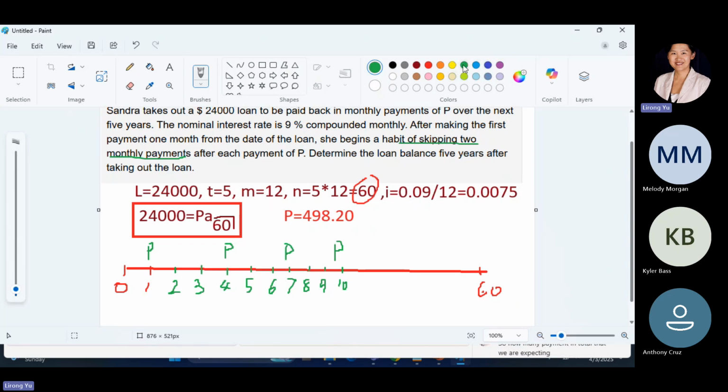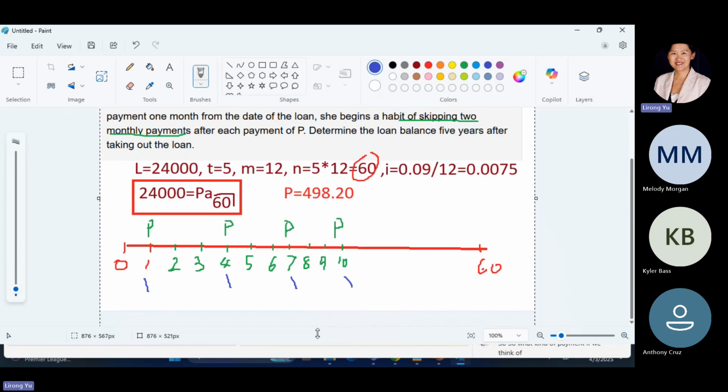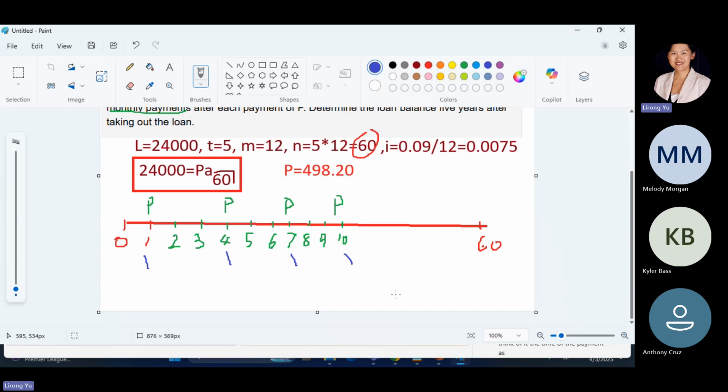The time of the payment looks like an arithmetic sequence: 1, 4, 7, and 10, right? So if we think of the time of the payment as an arithmetic sequence, what was the last payment? Let me try to write an arithmetic sequence.